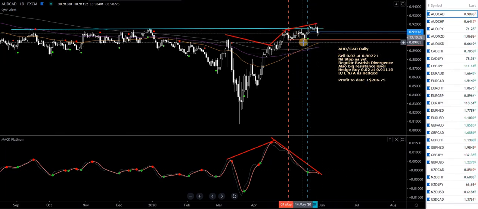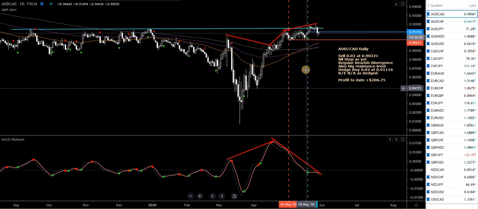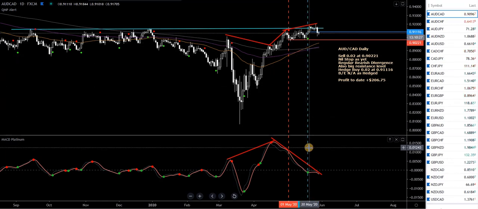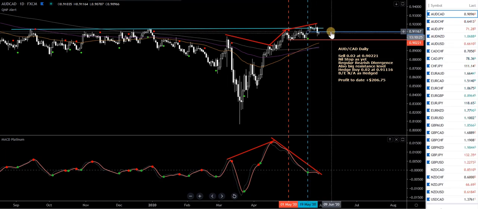You can read my notes why I took it. Then price has gone against me, so I've taken a buy just to hedge it. I've locked in a loss between the red and the blue line there. Now I'm waiting on another sell.